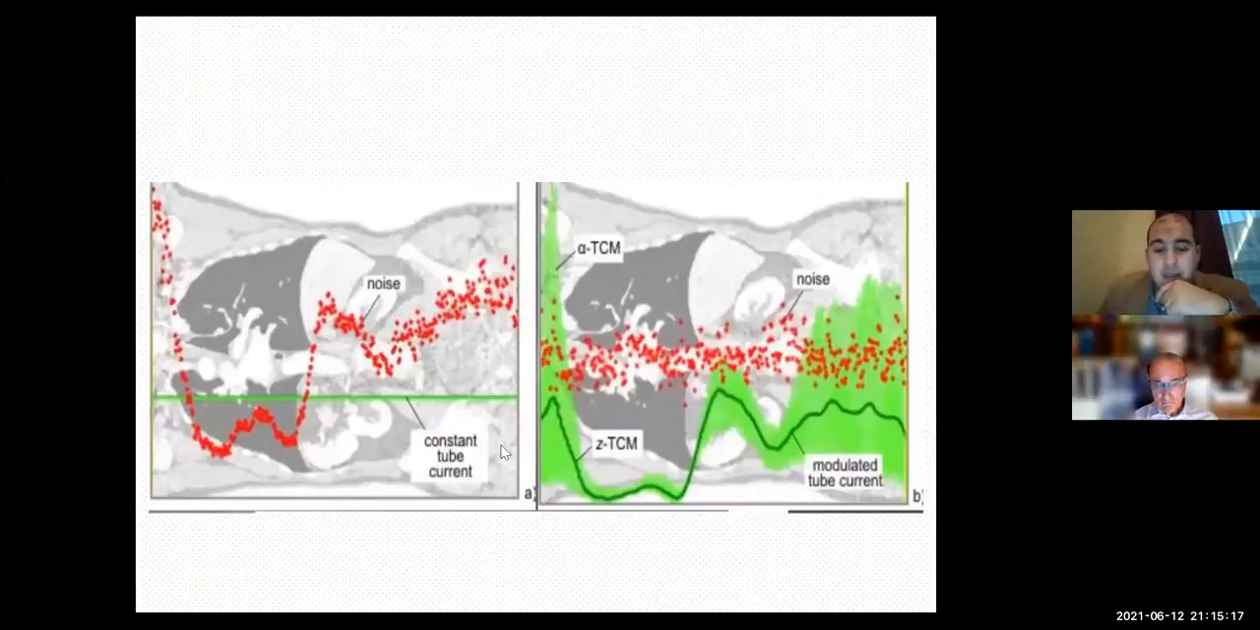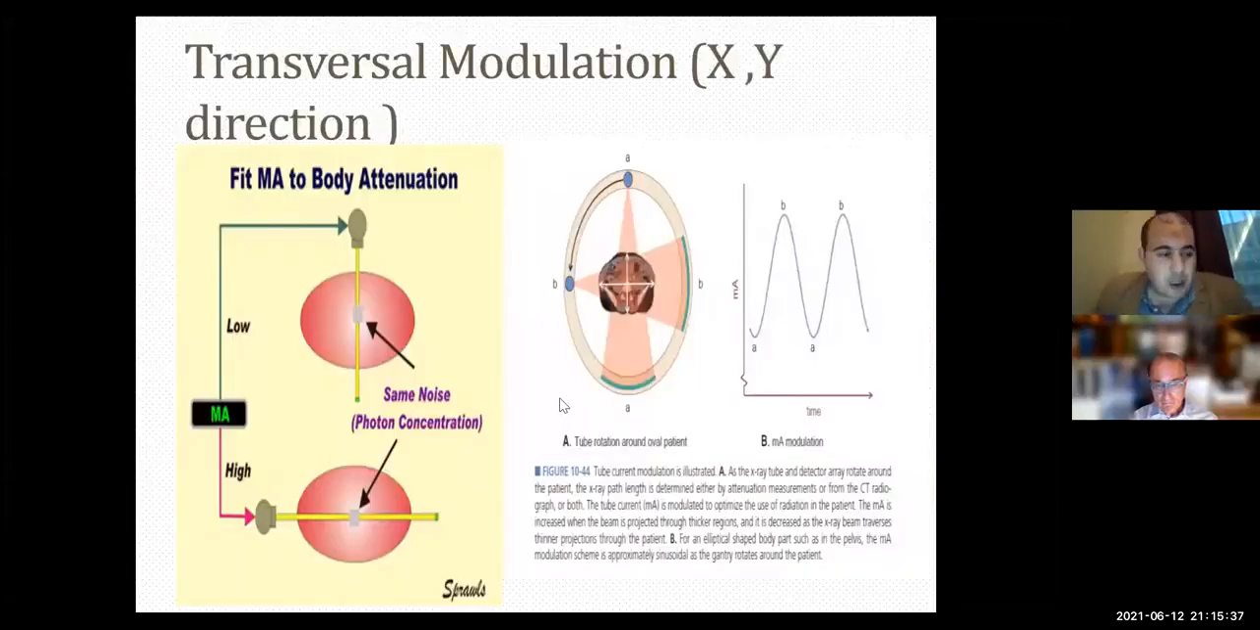Okay, as you see here, this is the noise level, and this is representing the modulation of the parameter. Using constant tube current, you will find the noise is different. In the chest region, noise is less, but becomes higher in the abdomen region, and becomes even higher in the pelvis region. Here, there is a fixed or constant noise level because we are using those modulation techniques.